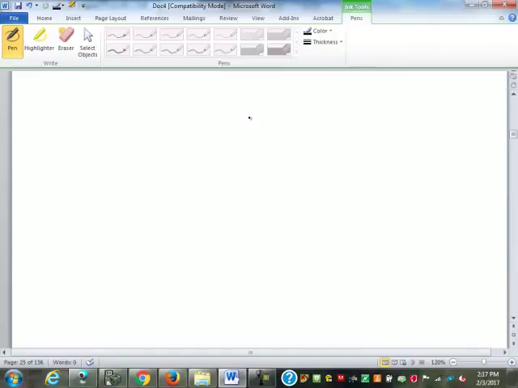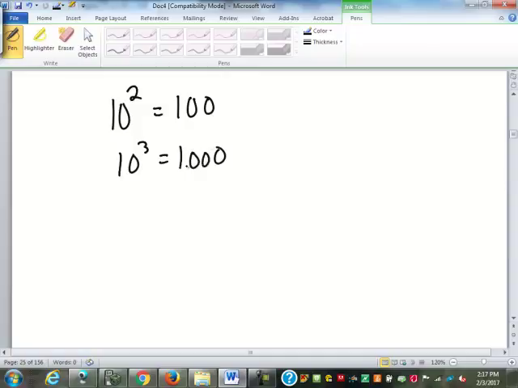Well, the next thing we want to talk about, we want to talk more about these powers. We've talked a little bit about combining powers of 10. I want to actually specifically look at the powers of 10 themselves. 10 squared, we've already said, is what? 100. 10 to the power of 3 is 1,000. 10 to the power of 4 is 10,000, and so on. 10 to the power of 5, of course, 100,000.